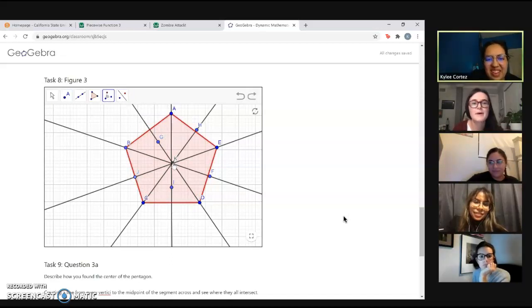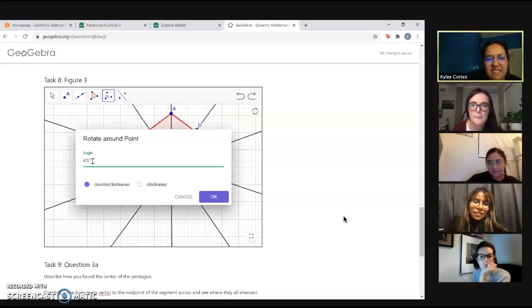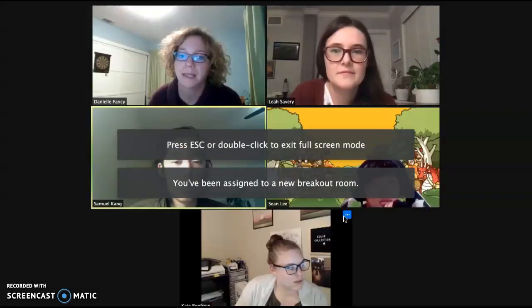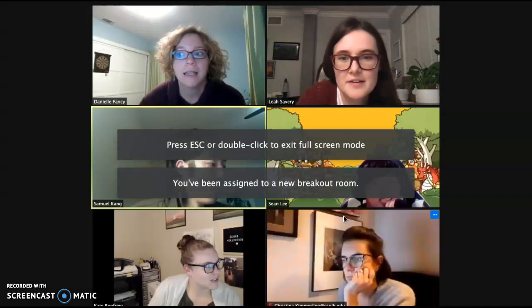Let's hop back to the first room. And the trapezoid does not have... it has one line of symmetry down the middle, right? Yeah, it does. Yes. Okay.